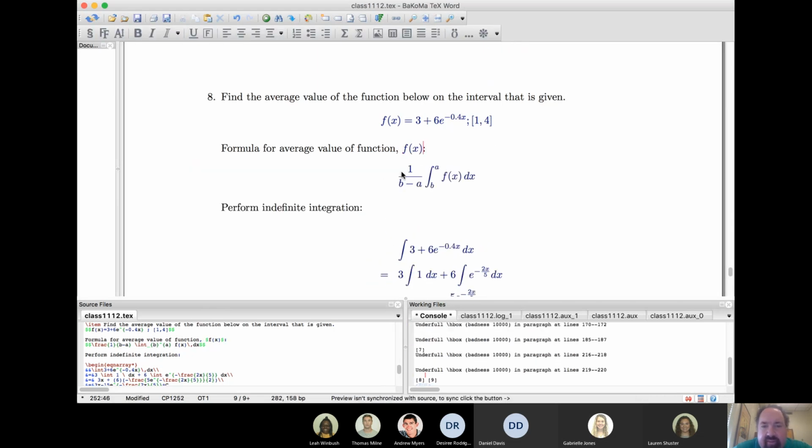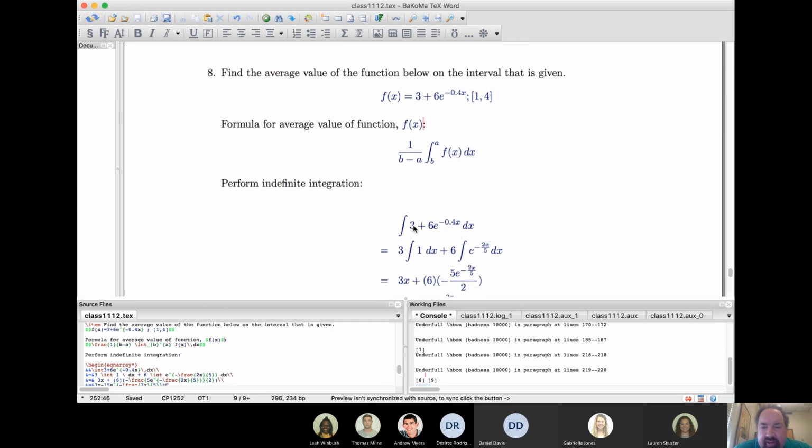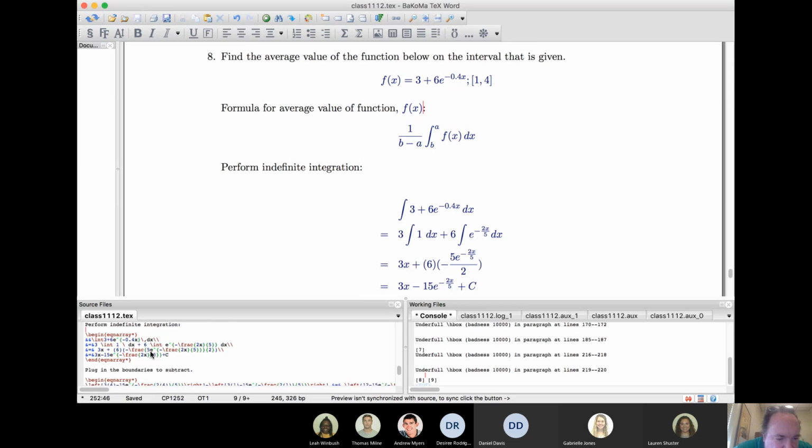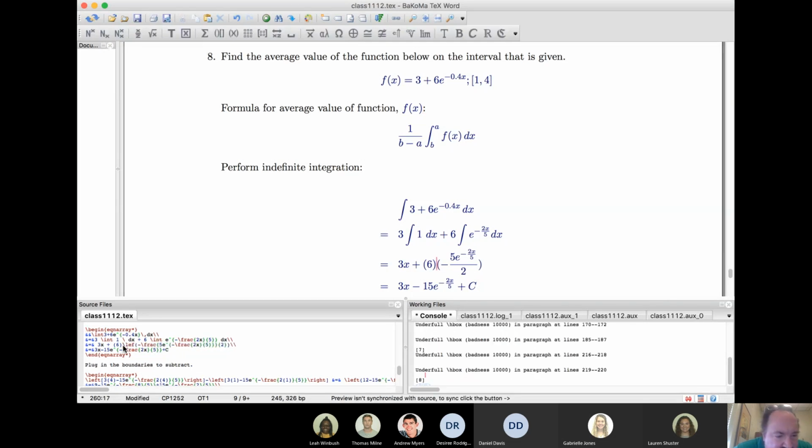Okay. So this is a formula that was used last time. Now we take this function and carry out indefinite integration. Again, you don't have to convert it to a fraction. Again, that's just a personal preference thing. All right, so we have 3 times the integral of 1 plus 6 times the integral of e to the minus 0.4x. Actually, I'm going to write it as a decimal.